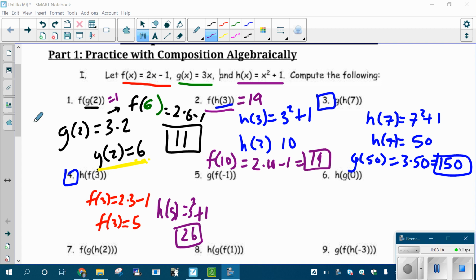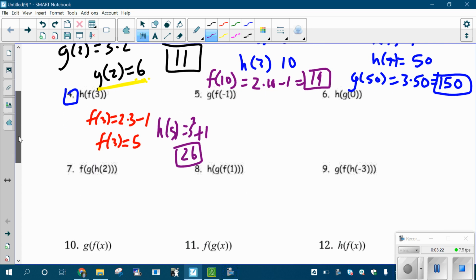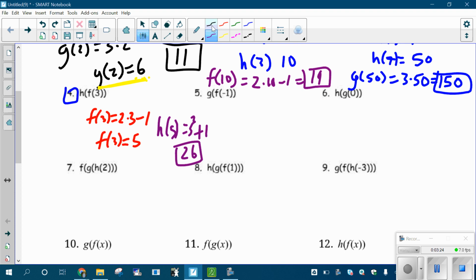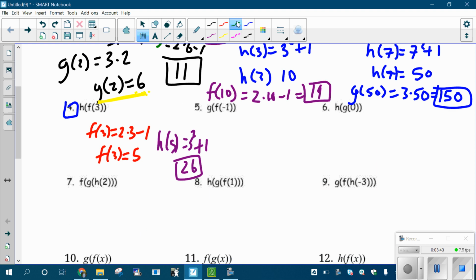Here's a few other practice ones if you want to do them, but I want to show you a couple other examples. This same idea can apply as many times as you want. If you look at this one, it looks complicated, but it's not that bad. F of g of h of 2. Work inside out. This is the key. Go to the inside. What's the innermost part? h of 2.